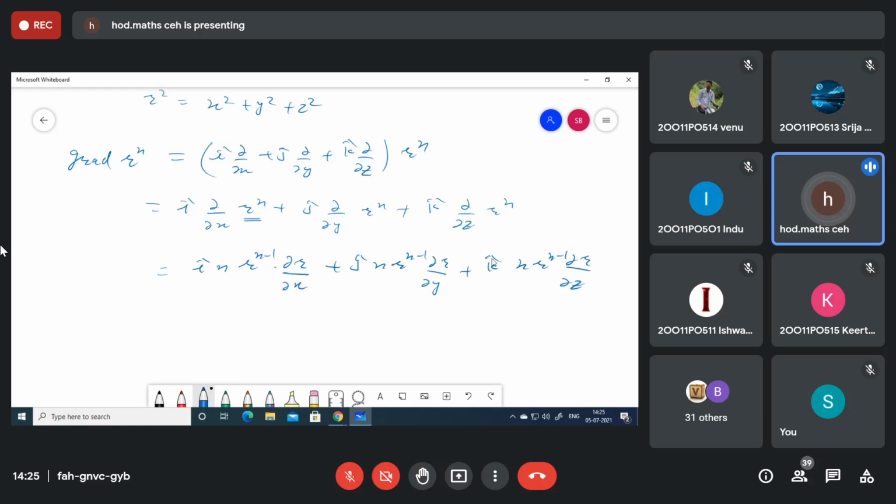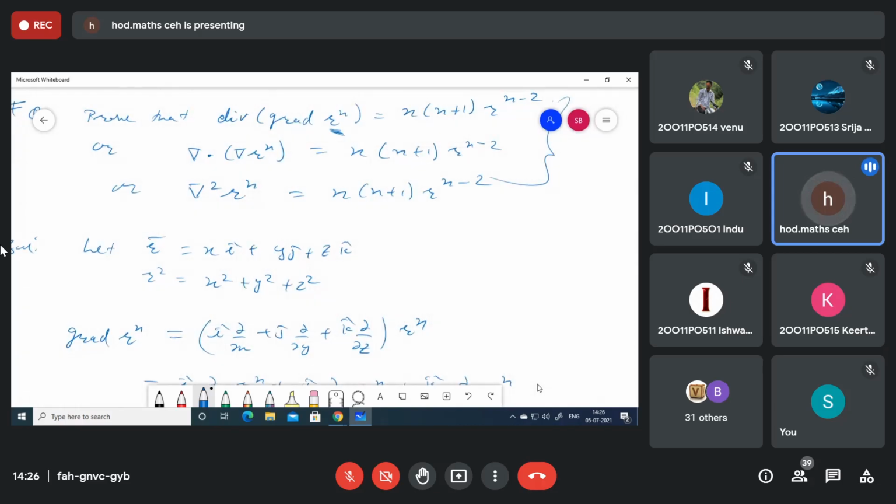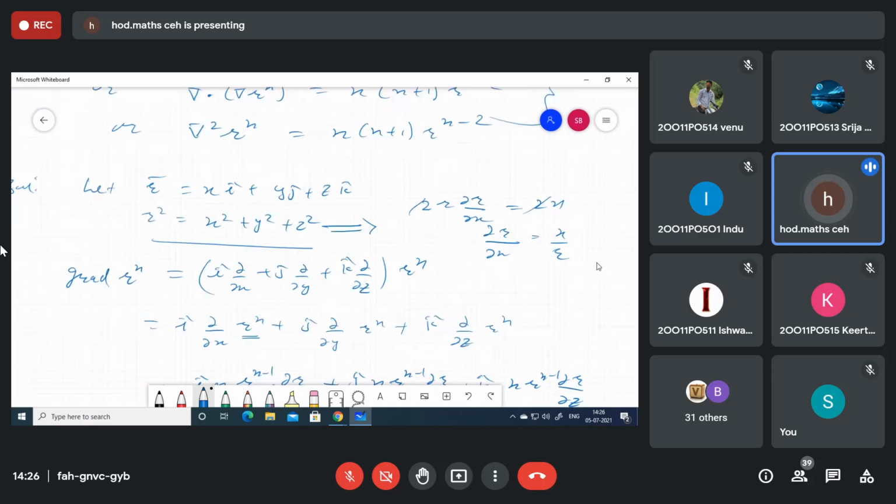Now we need these values: ∂r/∂x, ∂r/∂y, and ∂r/∂z. So you have r squared is equal to x squared plus y squared plus z squared. When you differentiate this equation partially with respect to x, you will get 2r ∂r/∂x equals 2x. So the 2 cancels, and the value of ∂r/∂x is x by r. Understood? Someone said 2x. If it was only r, then okay, 2x. Similarly, you will get the ∂r/∂y value and ∂r/∂z value also.